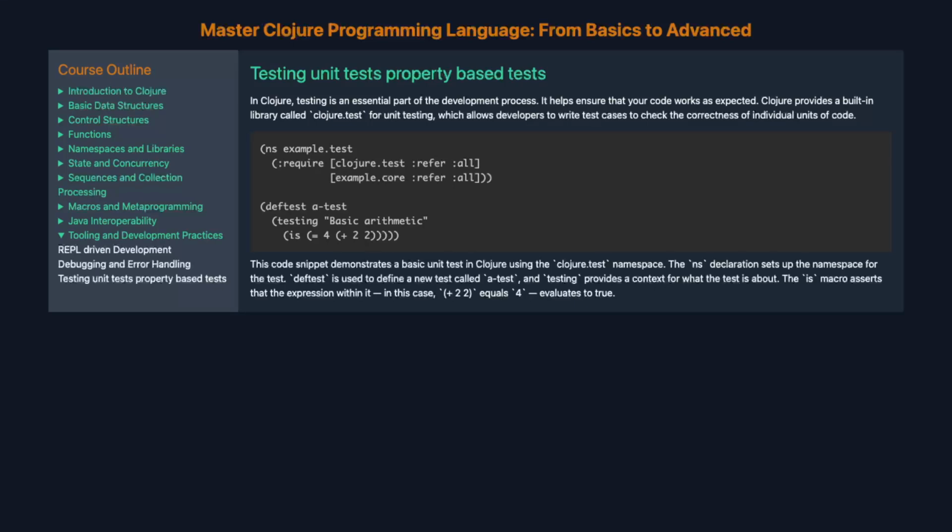This code snippet demonstrates a basic unit test in Clojure using the clojure.test namespace. The ns declaration sets up the namespace for the test. Deftest is used to define a new test called a-test, and testing provides a context for what the test is about. The is macro asserts that the expression within it, in this case, (+ 2 2) equals 4, evaluates to true.